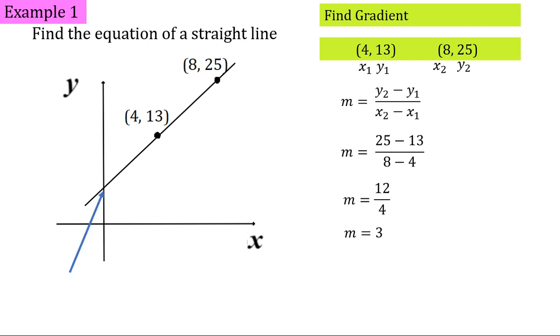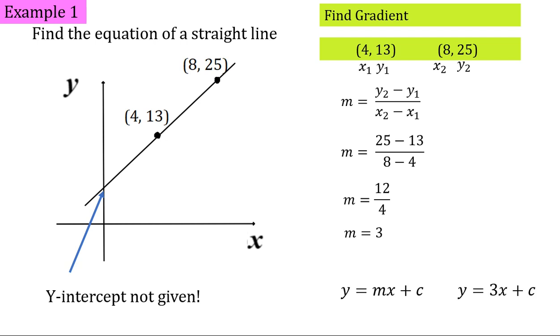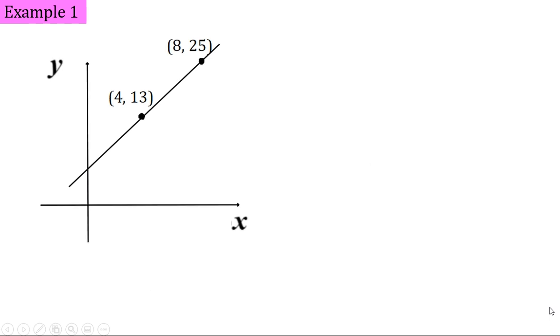Now, my y-intercept's not given. Okay. So y equals mx plus c. We know the m, but we don't know the c. So we know that y equals 3x plus c. So normally we're finished at this point, but we don't have c. So we need to find c. So what we do is, we know it's y equals 3x plus c.